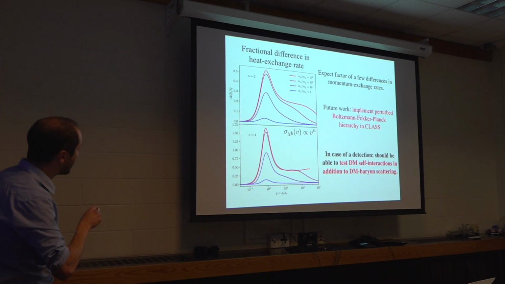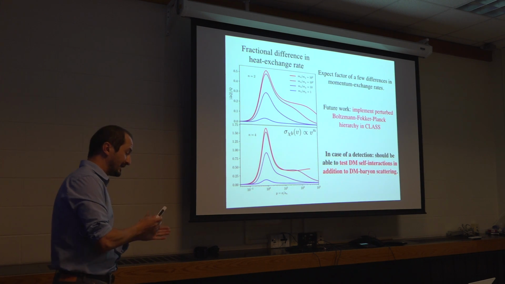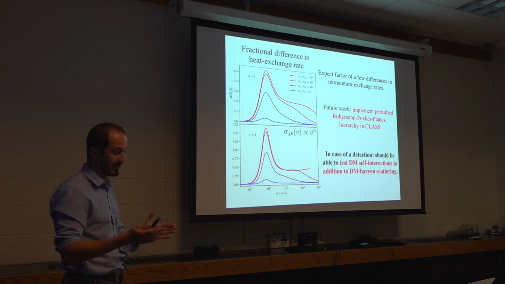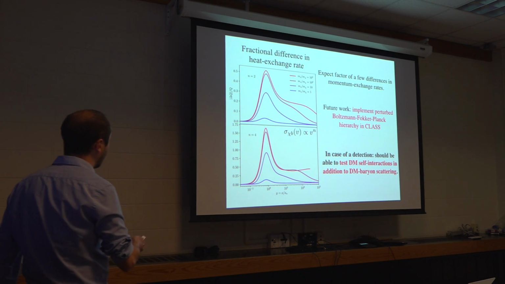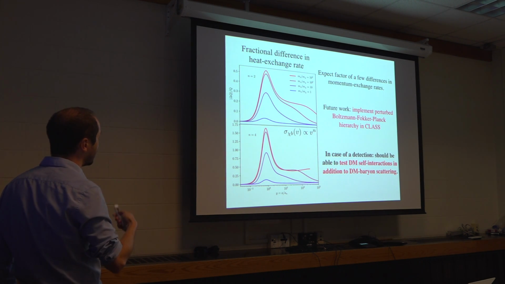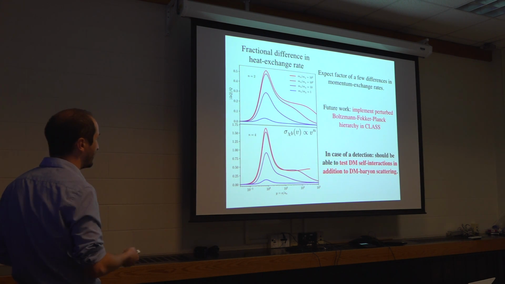Why this matters is that this will modify the detailed rates with which dark matter can exchange heat and momentum with baryons. For example, this is the fractional change in the heat exchange rate for different ratios of dark matter mass to baryon mass.